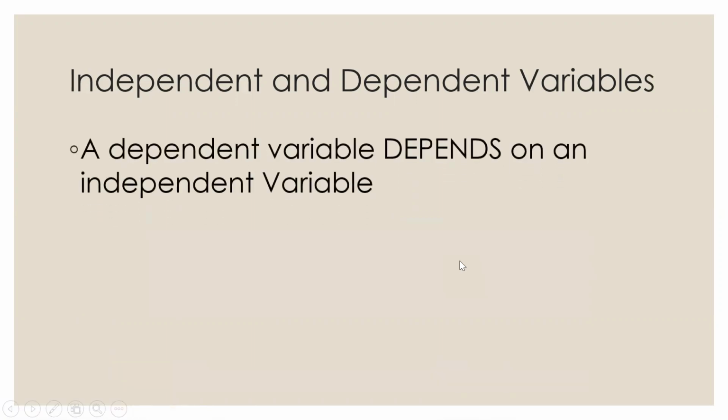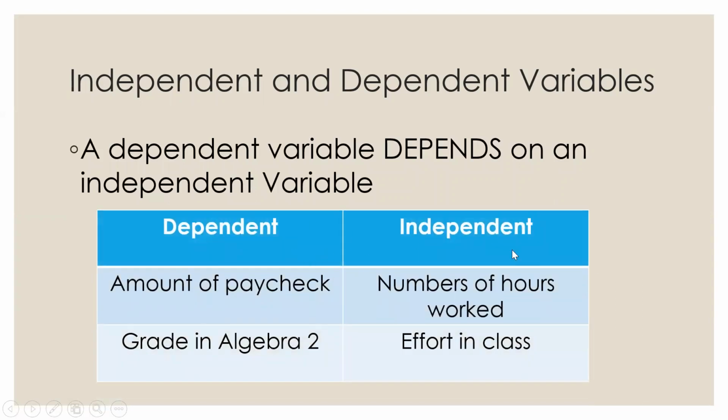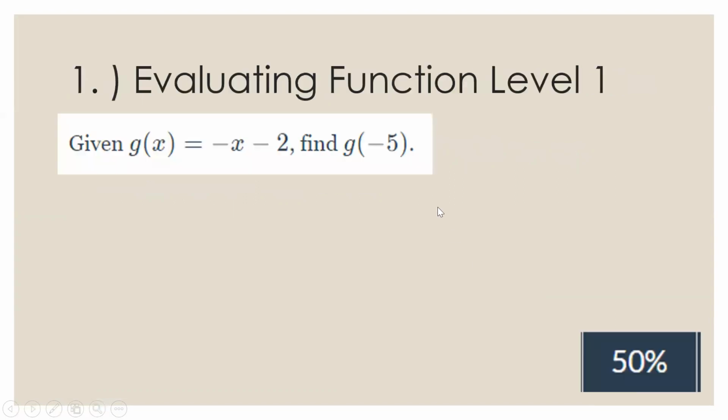Independent and dependent variables, okay? A dependent variable depends on an independent variable. Usually our x is the independent and our y is the dependent because it depends on what x is; x will tell us what the y is. Some examples of dependent versus independent: the amount of your check depends on how many hours you work. Your grade in Algebra 2 depends on the effort you give in class. So that's a little description of independent versus dependent, okay?